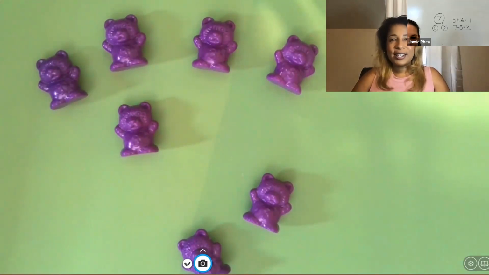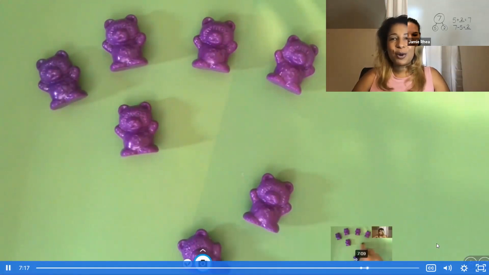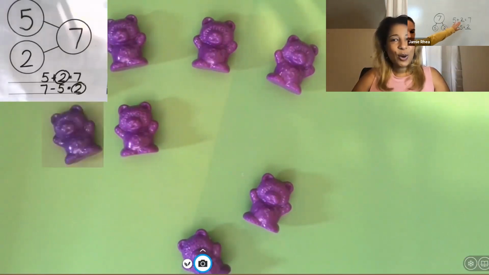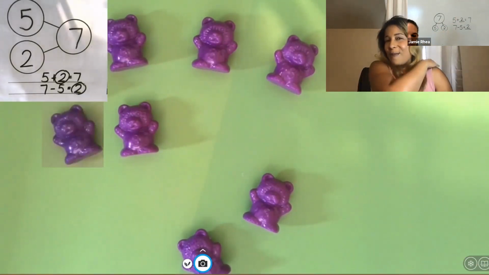Share your number sentences and tell me what each number represents. So we had the 5 bears that were in the tree. Compare your answer to mine. 2 that came into the tree, and your number got 7. Does it match your number bond? Yes, they do. Good work. If you got that correct, give yourself a pat on the back.